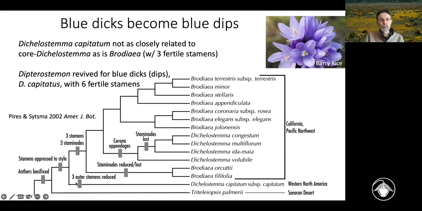You can see a clade here constituted by Brodiaea and Dichelostemma to the exclusion of blue dicks, Dichelostemma capitatum, which has 6 fertile stamens with the outer stamens reduced. But it comes from an ancestral condition of having 6 fertile stamens. And the conversion of 3 of those fertile stamens to staminodes is one of the morphological markers of the clade that unites Dichelostemma in the new, constricted sense, and Brodiaea. So in this case, there was definitely a morphological hint that there was a problem. And now we treat blue dicks as Dipterostemon, which is an old name revived for them, and their common name is changed accordingly to blue dips.